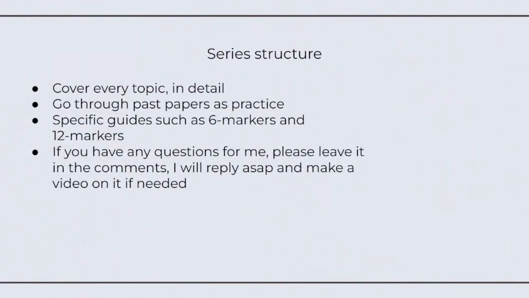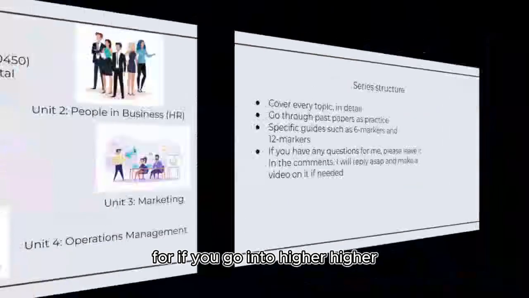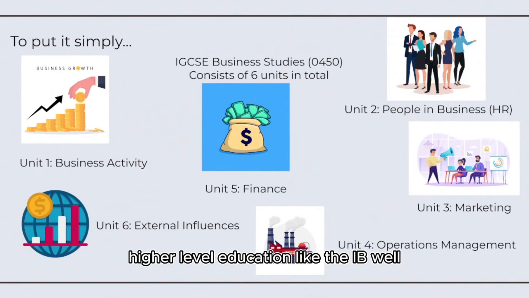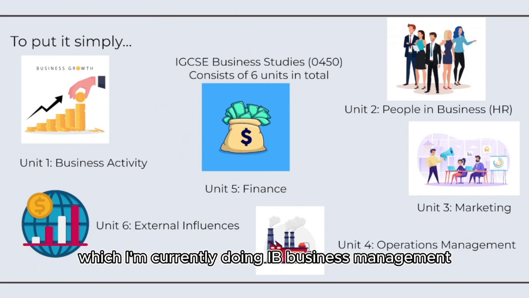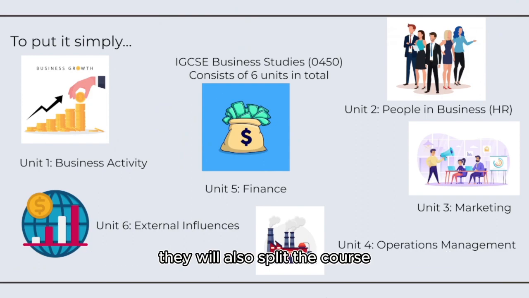And if you go into higher level education like the IB, well, you're obviously going higher education. If you do something like the IB, which I'm currently doing, IB Business Management, they will also split the course into something like this. It is basically just the 5 main departments of a business. We have finance, we have HR, marketing, operations, and that's about it, I think. And the first unit is just basically introduction to business studies.